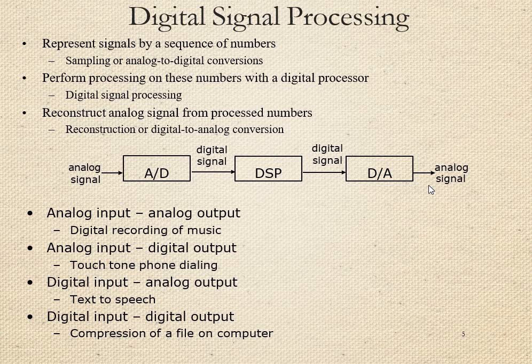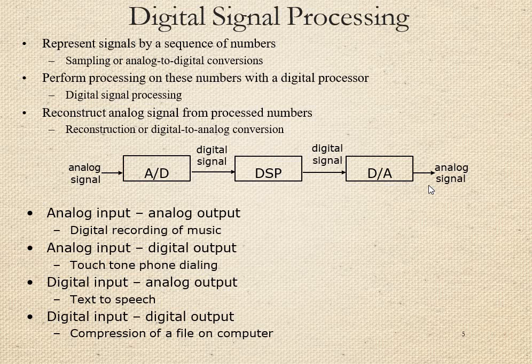Here we can see the block diagram of the analog to digital converter, DSP, and digital to analog converter. The input analog signal is given to the analog to digital converter. The output of the analog to digital converter is a digital signal. Then the digital signal is processed by the digital signal processor. Then again the signal is converted to analog using the digital to analog converter.